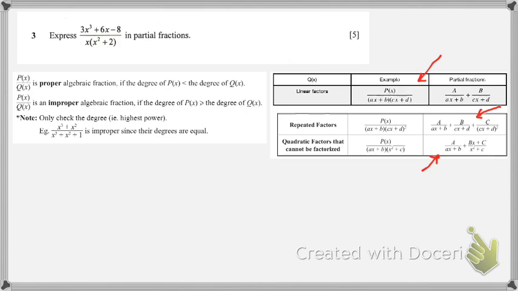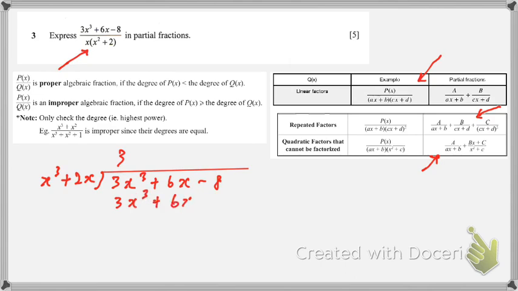So in this question, the numerator has a degree of 3 and the denominator also has a degree of 3. Therefore, we need to do a long division to make it become a proper fraction. So let's divide 3x cubed plus 6x minus 8 by x cubed plus 2x, which is the denominator. And this will give us 3, and 3x cubed plus 6x if we multiply by 3.